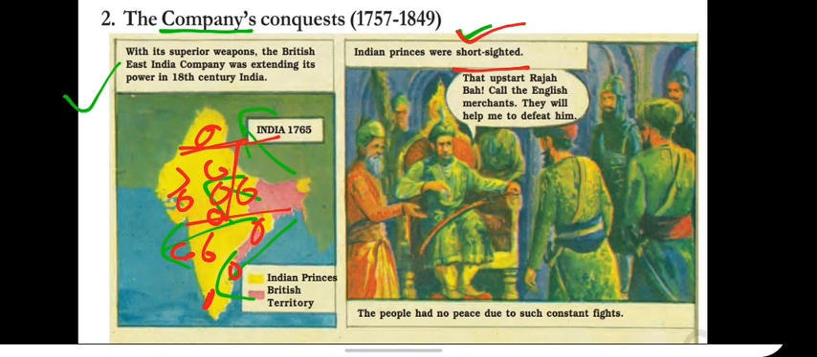Short-sighted. Now this is a prince, and he's saying, "That upright Raja, call the English merchants. They will help me to defeat them." Him, right? So what are they doing? They are calling Indian merchants. Merchants are traders who are from the company, right?